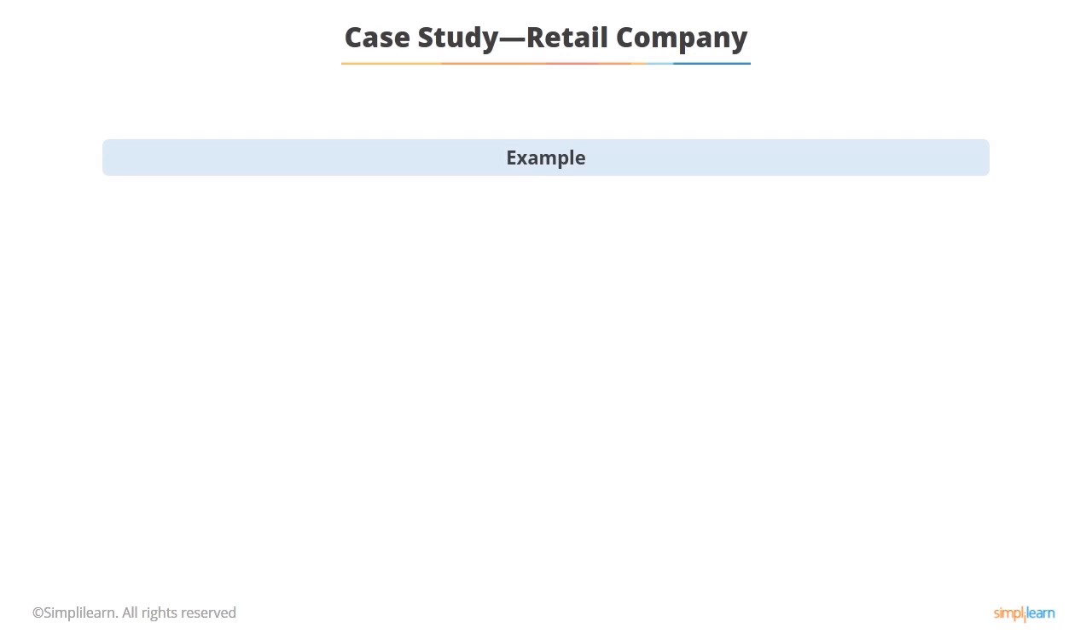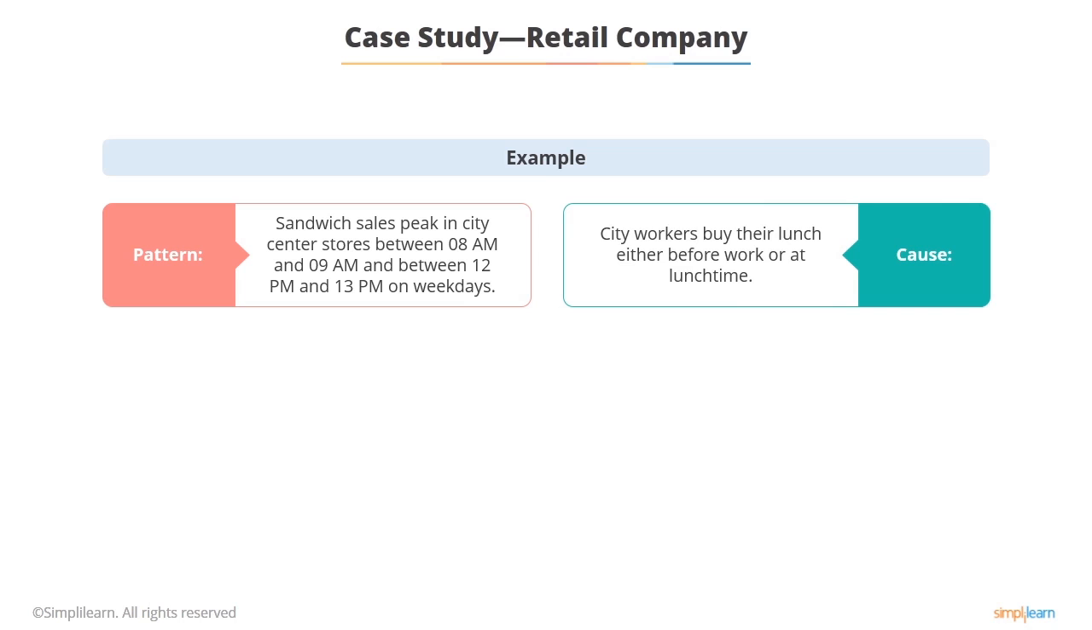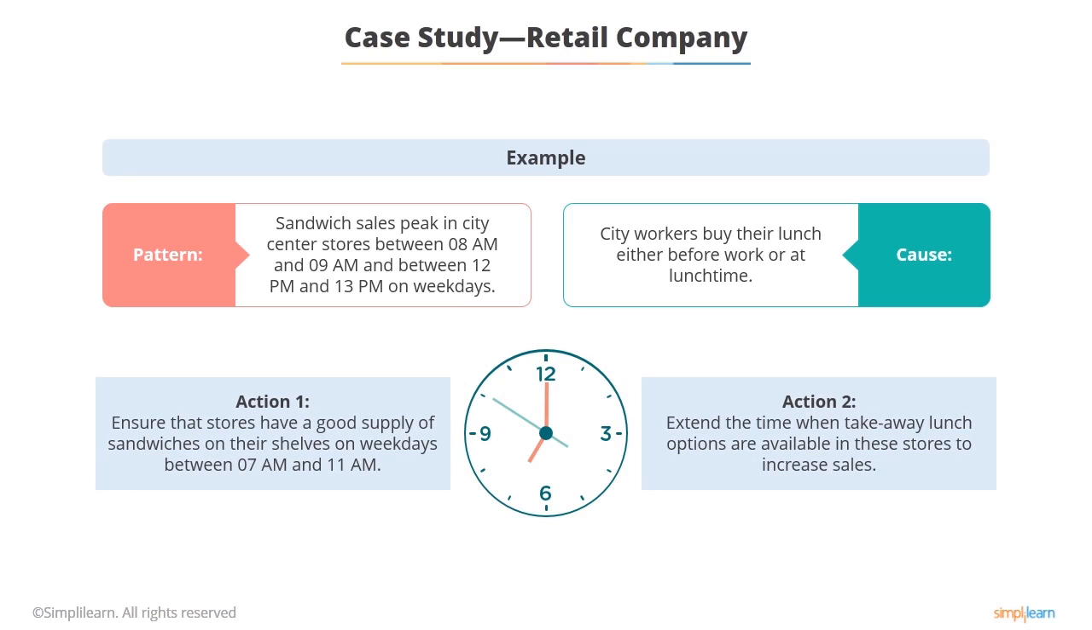So we've got an example. It's a supermarket, it sells sandwiches. The supermarkets in the city centre show a peak of sandwich sales at certain times of the day, in the morning, lunchtime. So it's fairly obvious that people are buying their lunch either before work or at lunchtime. And so what happens is the store can make sure that they've got a plentiful supply before the peak starts. So you make sure there's a delivery at, say, 7 a.m. and at 11 a.m. to make sure that there's plenty of them there so that they give plenty of choice and get a bit of sales.